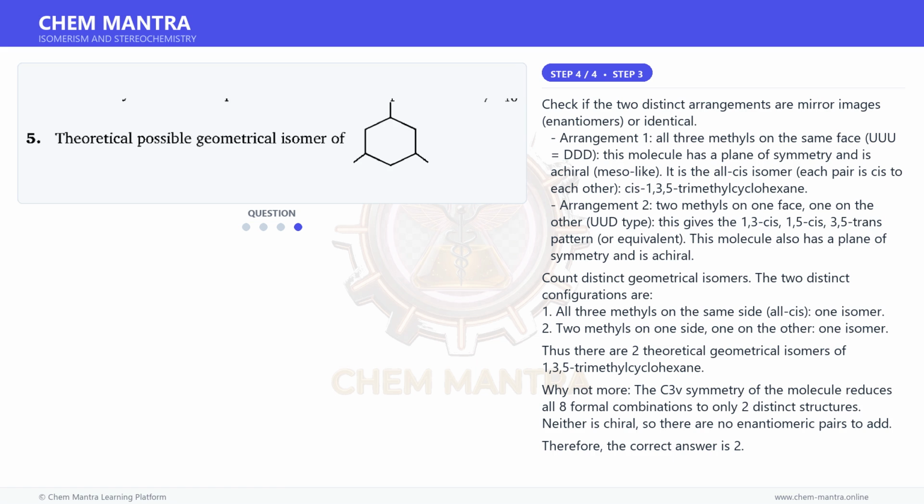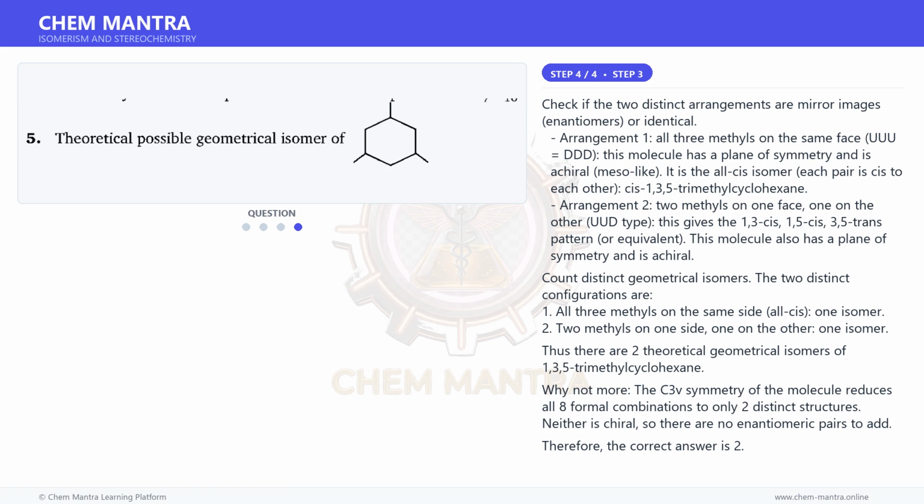Arrangement 2, 2 methyls on one face, one on the other, UUD type. This gives the 1, 3 cis, 1, 5 cis, 3, 5 trans pattern, or equivalent. This molecule also has a plane of symmetry and is achiral. Count distinct geometrical isomers. The 2 distinct configurations are: 1. All 3 methyls on the same side, all cis, 1 isomer. 2. 2 methyls on one side, one on the other, 1 isomer.